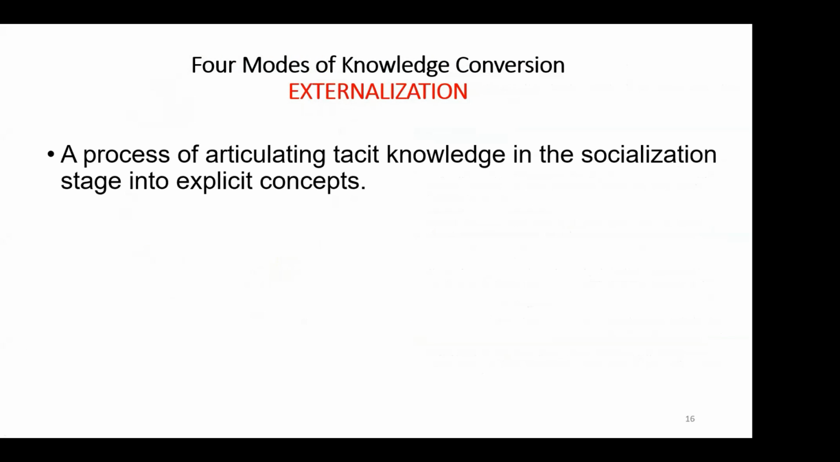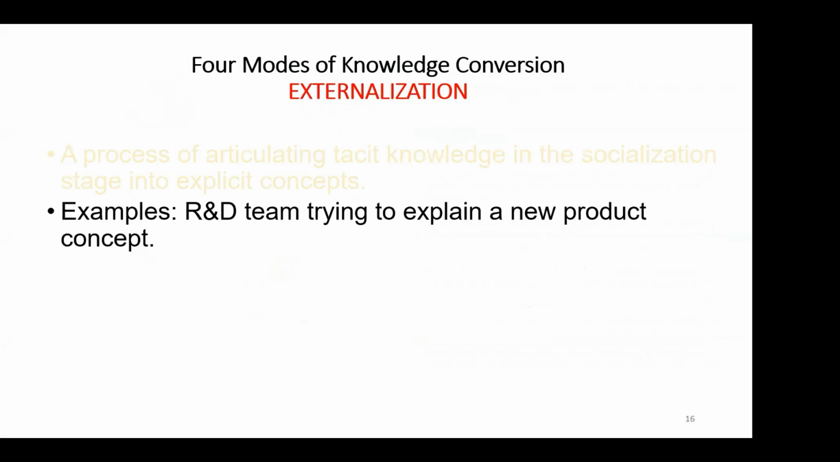Now, externalization is when we articulate the tacit knowledge from the socialization stage into explicit concepts. So you put the tacit, now you try to document it, to code it, to put it in PowerPoint, so that everybody can access it, or snap a picture and share it with your friend. So you have codified it, okay? So you put it into explicit. This is an example from the context of an R&D team trying to explain a new product concept. You yourself try to explain to your friend about your human figure, but you need to show what the human figure is. This is the best way to allow that kind of knowledge sharing to happen.